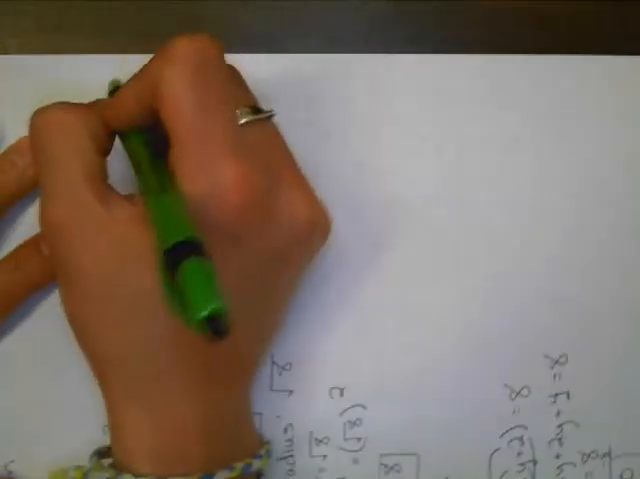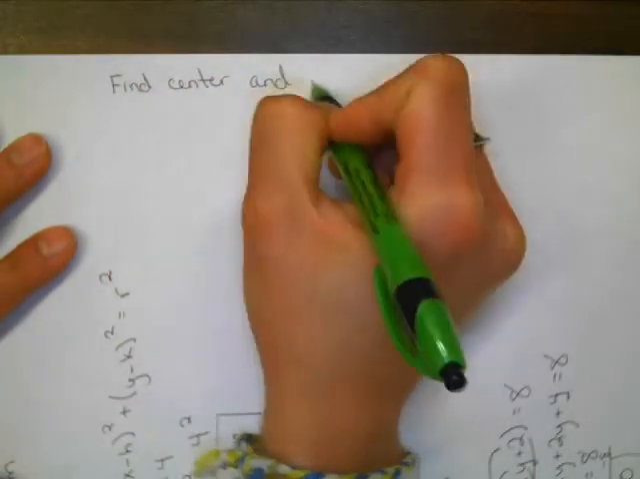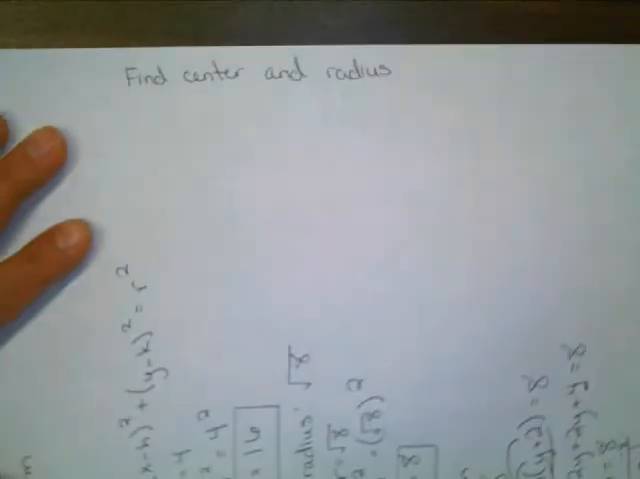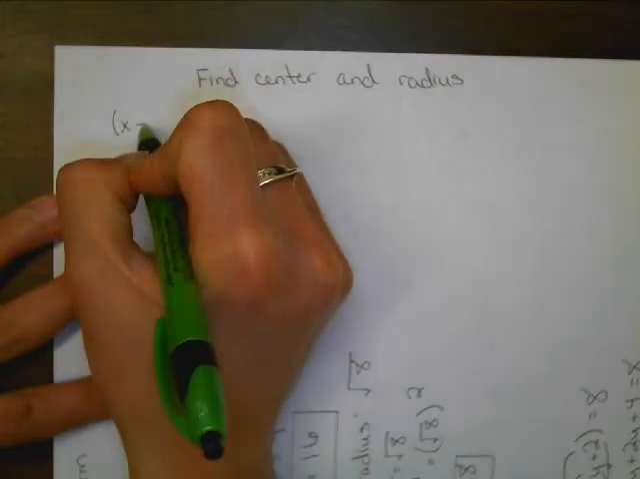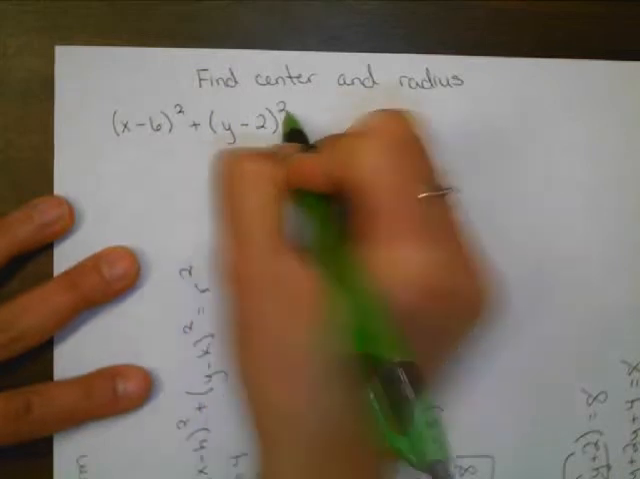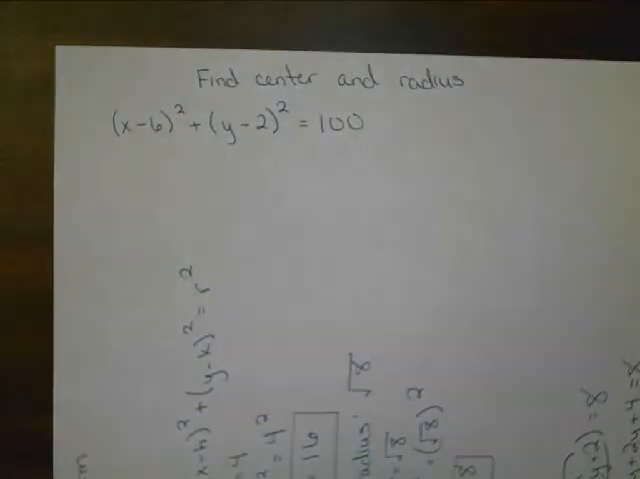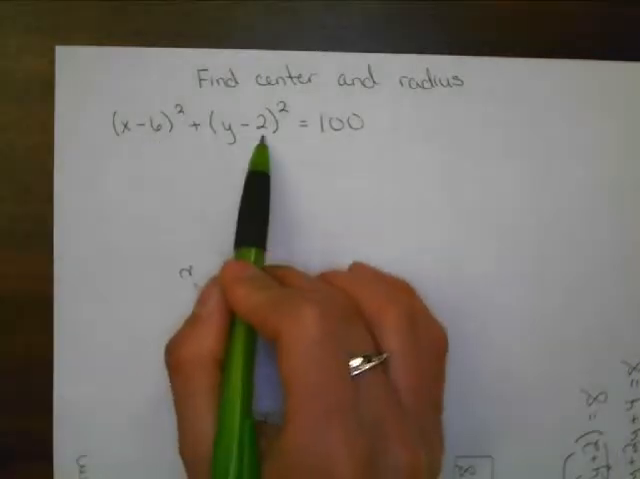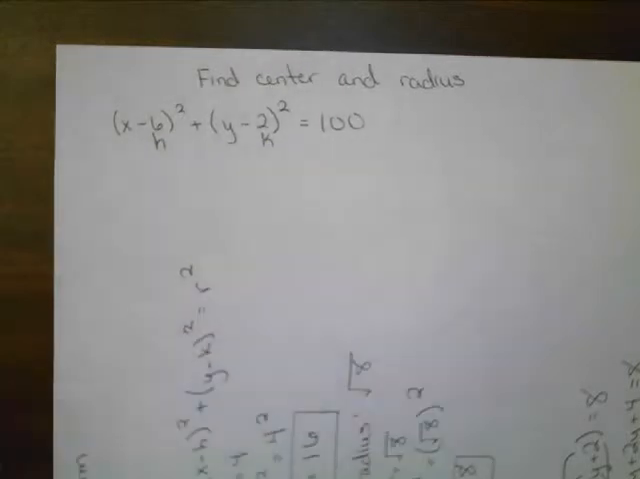We'll do one more example. In this example, we want to find the center and radius, and we've already been given our formula. So all you have to do is read it straight off of the formula. So let's say your first one is (x - 6)^2 + (y - 2)^2 = 100. Okay, so that's the formula of our circle, and we want to find the center and the radius. Remember, the center is always these numbers right here.